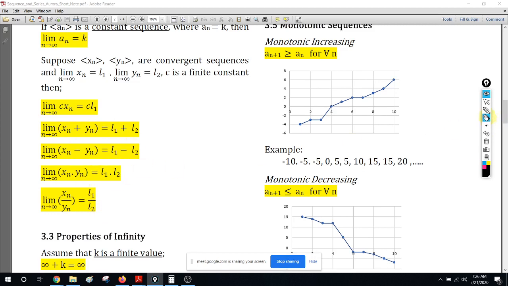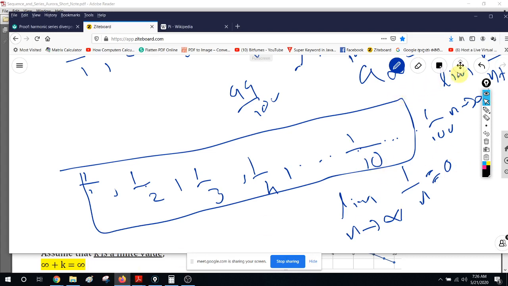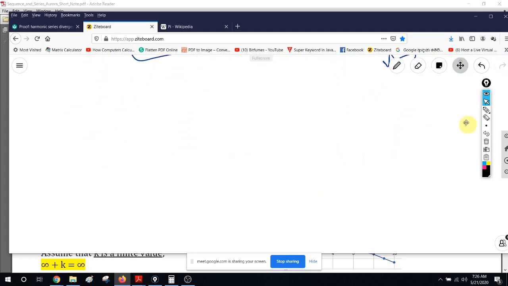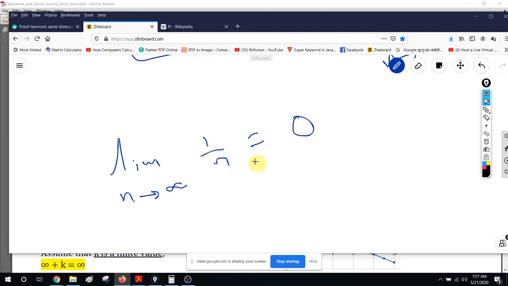For example, I will just take one example. You know that limit as n tends to infinity of 1 over n. When n is bigger and bigger, 1 over n is what? 0, because 1 over infinity is 0. Remember 1 over 1, 1 over 2, 1 over 3, 1 over 100. We can see it is getting closer and closer to 0. Therefore, this is correct. So you can accept it, pure logic.